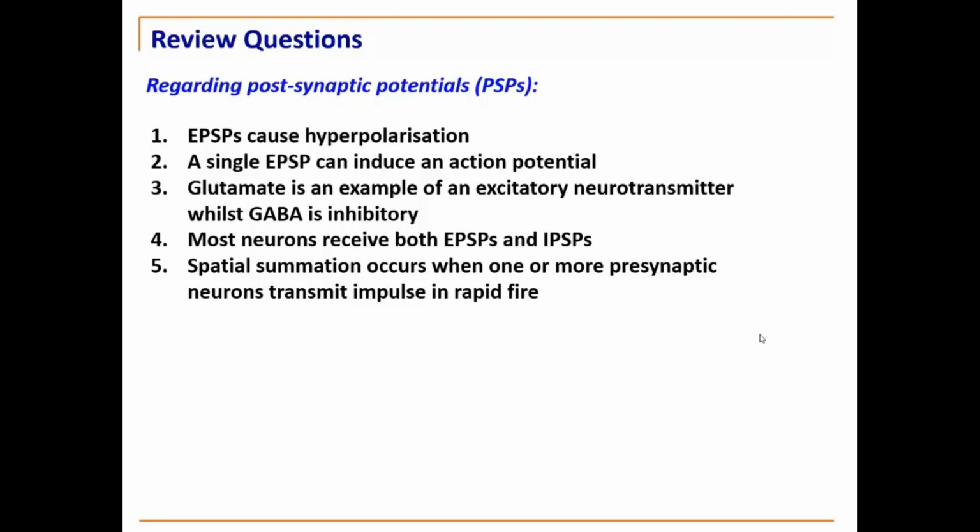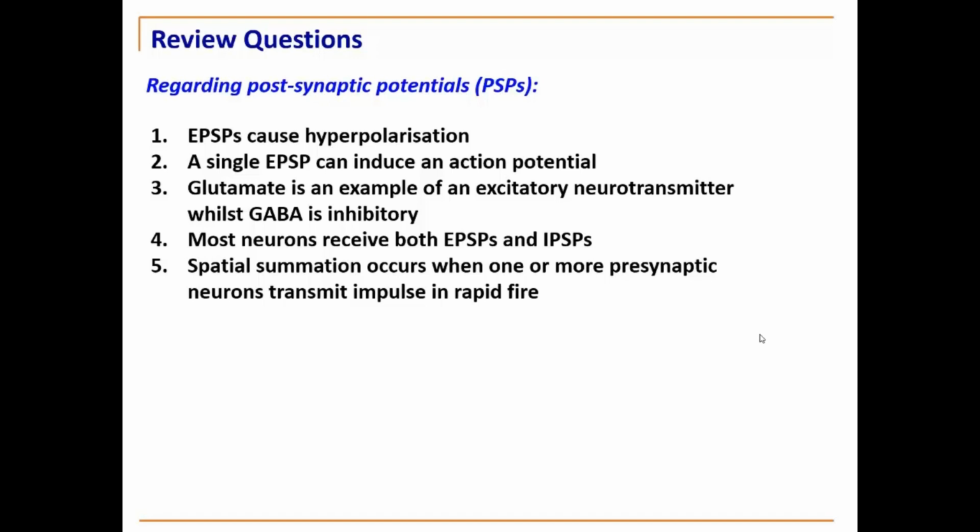A single EPSP can induce an action potential. That's false. You need multiple EPSPs to generate an action potential. Glutamate is an example of an excitatory neurotransmitter, whilst GABA is inhibitory. That is true. Glutamate is generally stimulatory or excitatory, and GABA is generally inhibitory. Most neurons receive both EPSPs and IPSPs. That is correct. Most of them are being stimulated and inhibited, and it's all about summation, which one predominates.